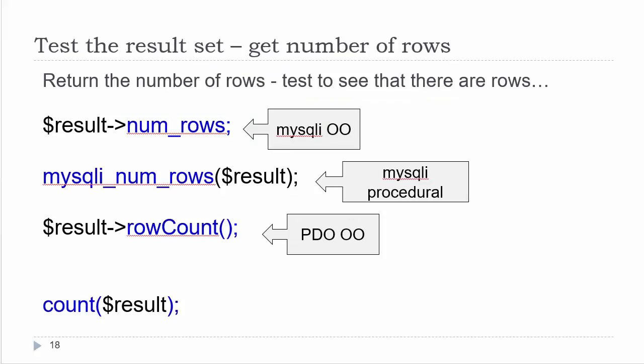It's always a good idea to test that you have some results. There are several ways of doing that. One is to see if you have some rows. In MySQL object-oriented, there is the num_rows property that we can call on the result set. In the MySQL procedural, there is a function that we can pass to the result set. In PDO object-oriented, there is a method that we can call. You also can use the traditional PHP count function.